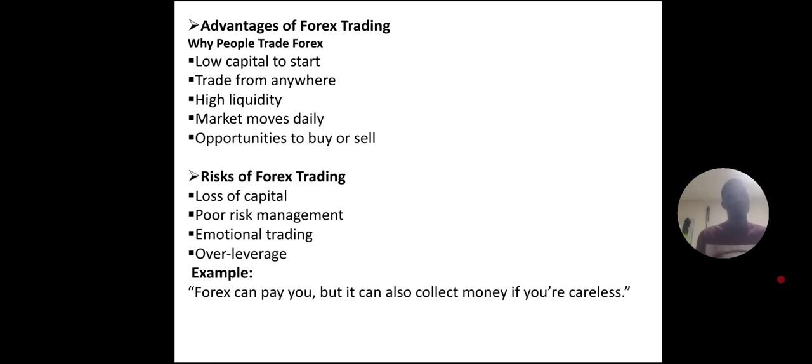If you don't have good risk management, you blow your account. Emotional trading: trading has to do with emotions, because it deals with your money. People don't play with their money. People don't want to lose their money. So their emotions are involved.